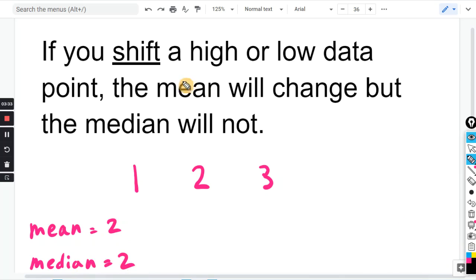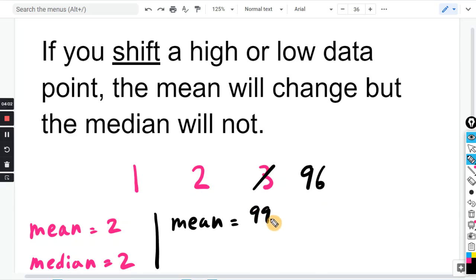Now what I'm going to do is shift one of the high or low points. So let me take the number 3 and cross it off, and instead of 3, I am going to plug in 96. Now the mean is going to equal 96 plus 2 plus 1, that's 99, divided by how many numbers there are. We have 3 numbers here, so it's divided by 3. The mean is now 33.